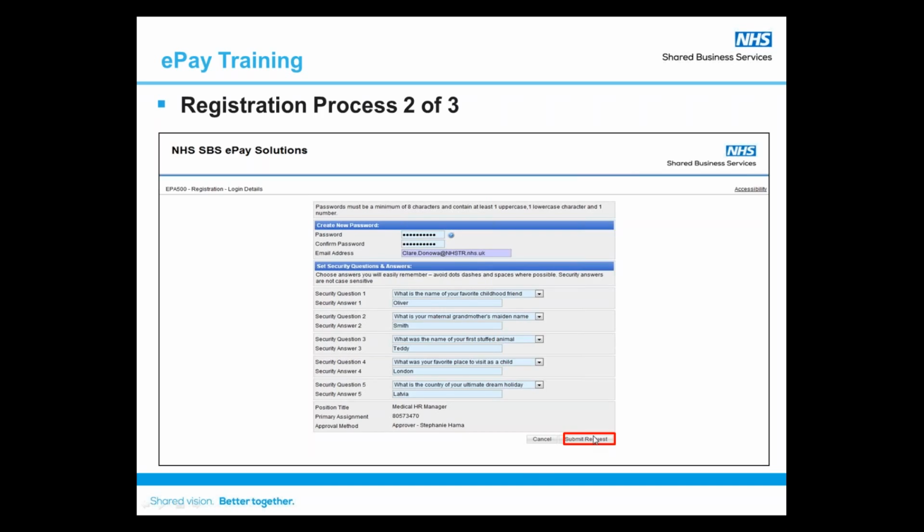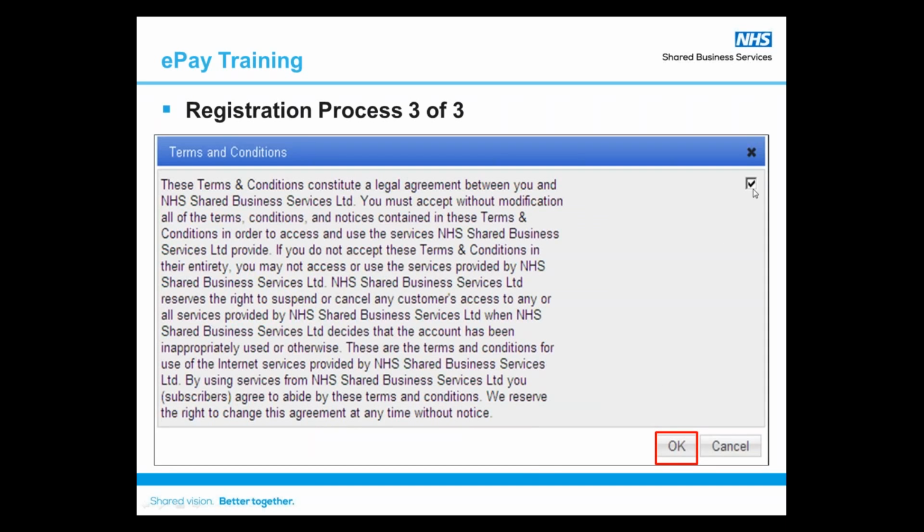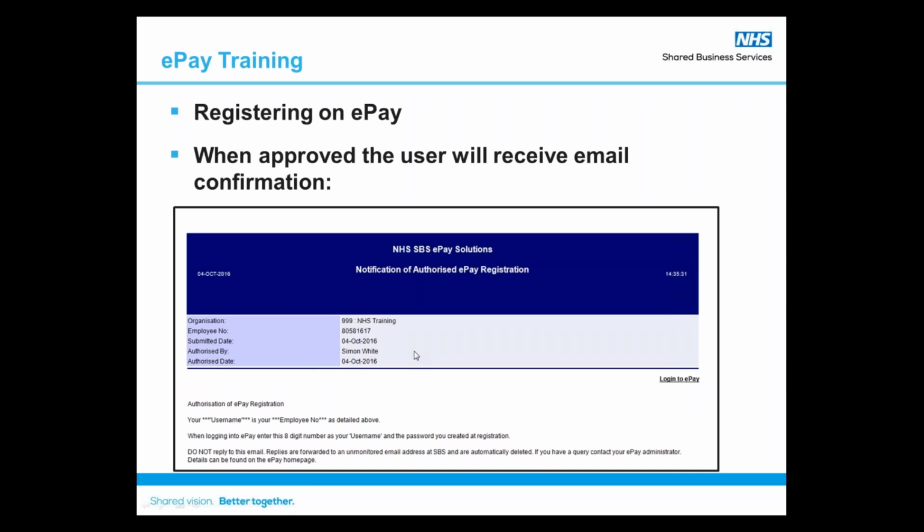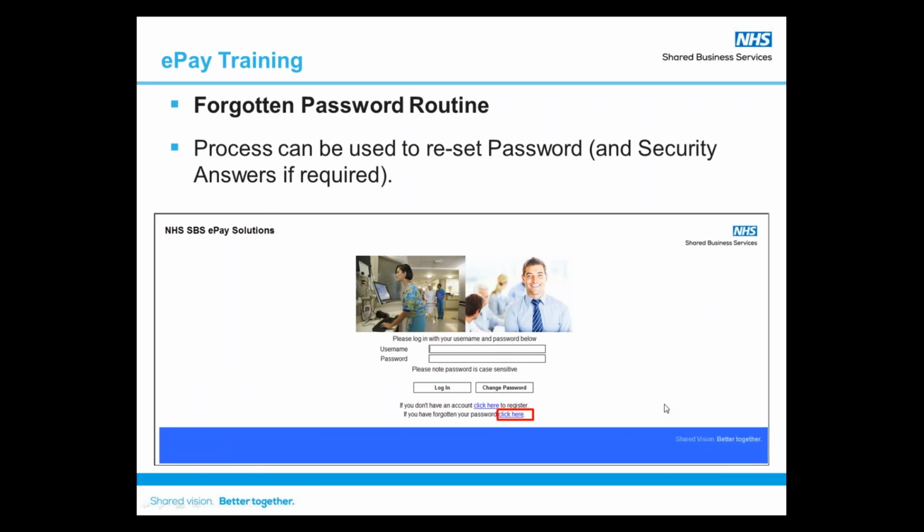You click Submit Request, tick the terms of use and click OK. You'll then be told who the registration has been sent to for approval. So it's important to note that it has to be approved by that approver before you can start using ePay. You'll know when that's happened because you'll get an email like this one that tells you the registration's been authorized, and then it shows your employee number in the body there. There's also some text that says your username is your employee number as detailed above. There's also a login to ePay link on the right hand side just for your own use.